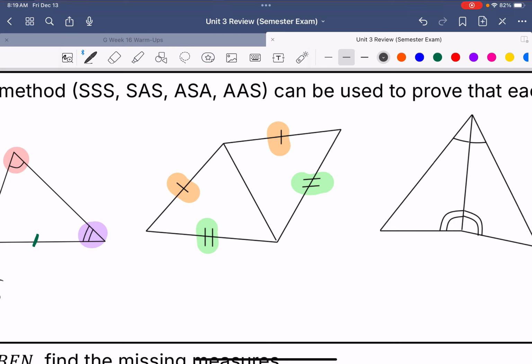The other thing that is not marked but that we should know is this side in the middle. I'm putting 3 marks. It is congruent to itself. It belongs to both triangles. That's called the reflexive property. But otherwise, now if you look at it, 1, 2, 3, 3 sides. So side, side, side.